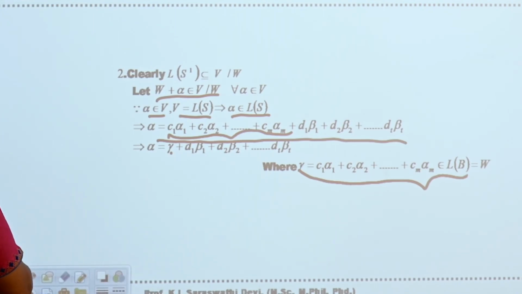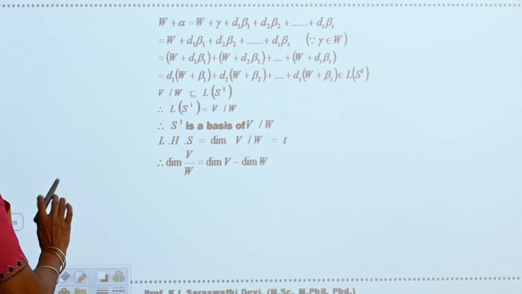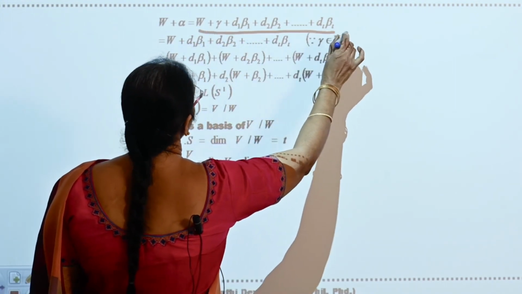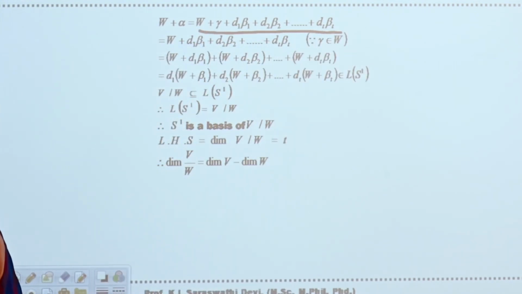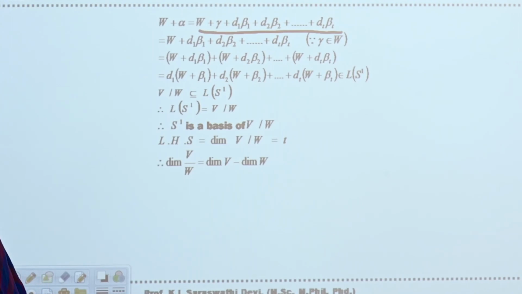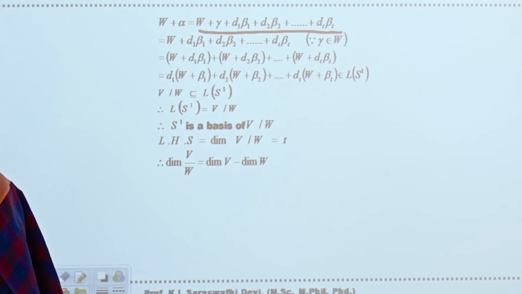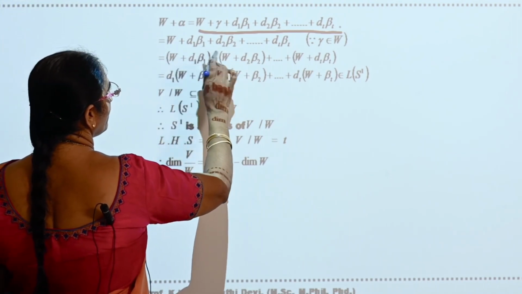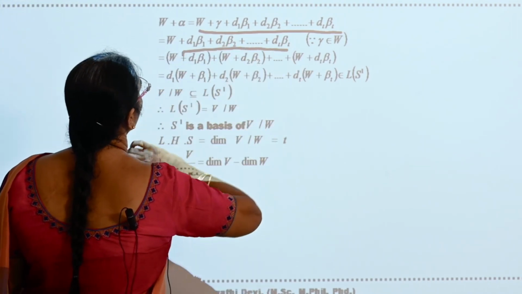Now, see here, W plus alpha will be equal to W plus gamma plus this. But W plus gamma, I will say it is equal to W because gamma belongs to W. That is the property of coset: Hh is equal to H. There the coset is with respect to multiplication; here the coset is with respect to addition. Therefore, W plus d1 beta 1 plus d2 beta 2 and so on, dt beta t.